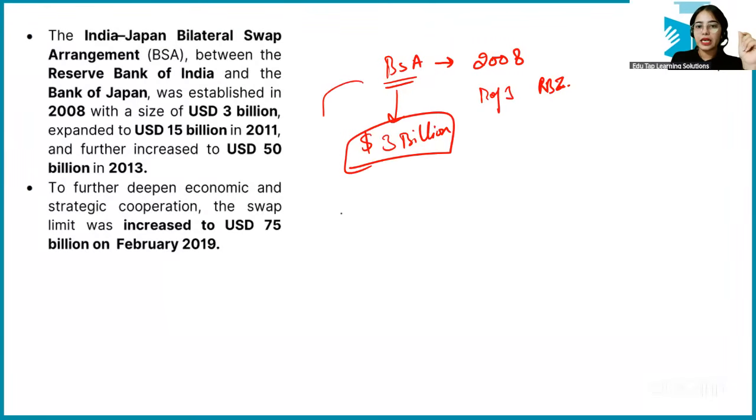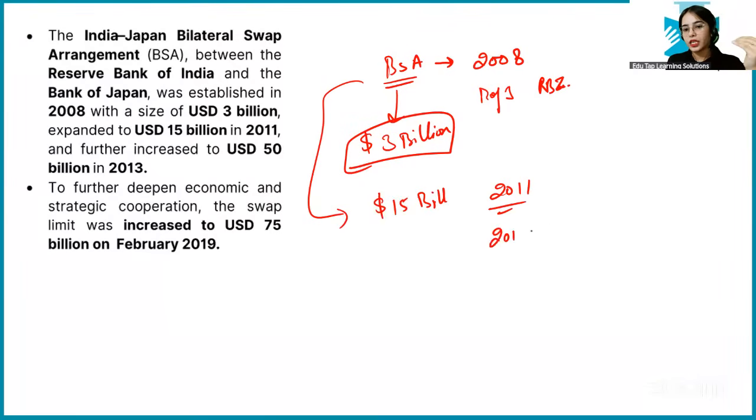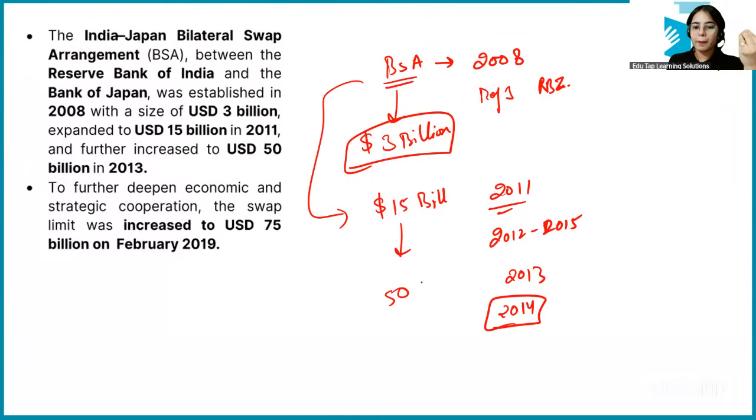Then what happened that in 2011, it was decided that the amount of the bilateral swap arrangement will be increased to $15 billion for the time period of 2012 to 2015. But in 2013, again, there were discussions, and it was decided that with effect from 2014, the amount of the bilateral swap arrangement will be increased to $50 billion, so that more help can be provided to the other country whenever required. Okay.